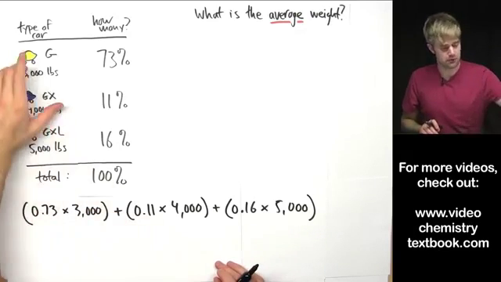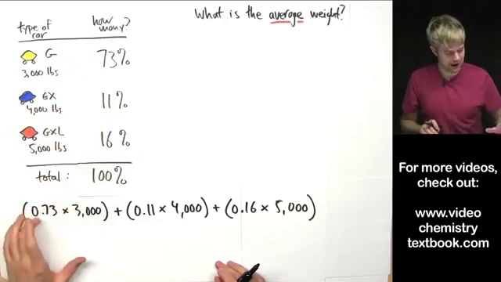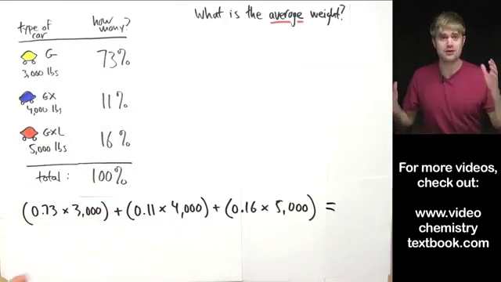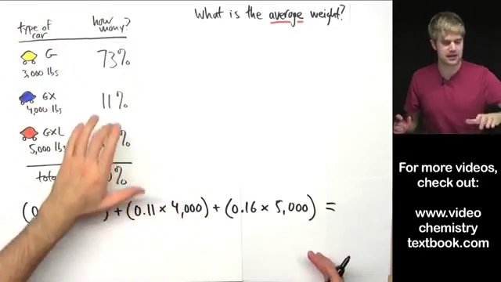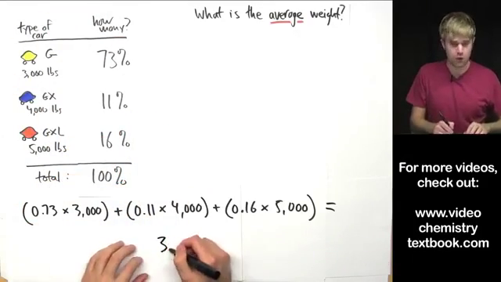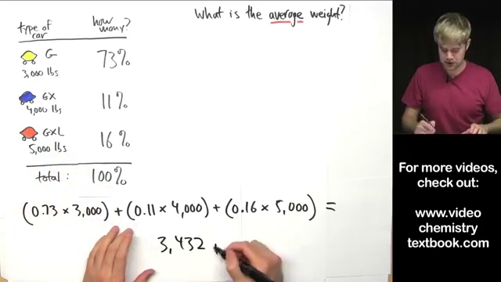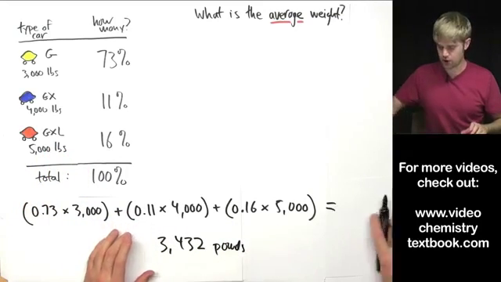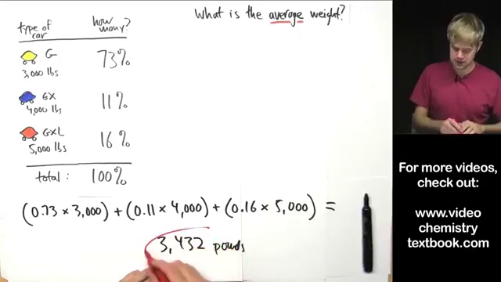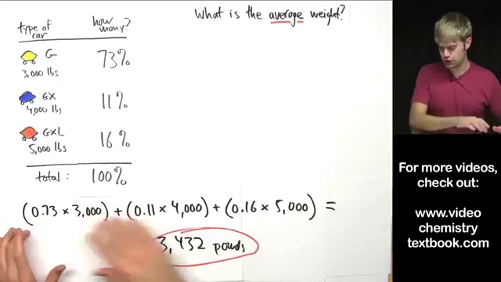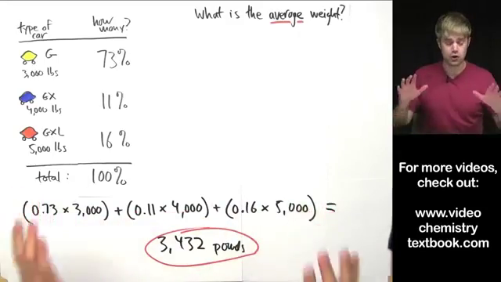All you do is multiply the weights by the percentages expressed in decimals, and that's all you have to do. This is the same problem as the one that I did before. We're just expressing these abundances, or the amount that we have, in percents. So the answer, 3,432 pounds, is going to be the same as what we got earlier. Anyway, that's how you do weighted average using percents.